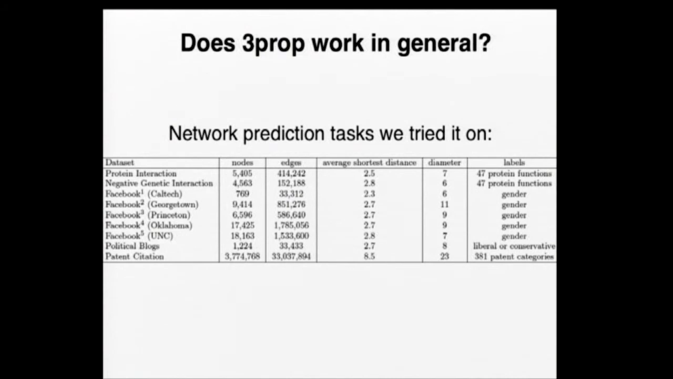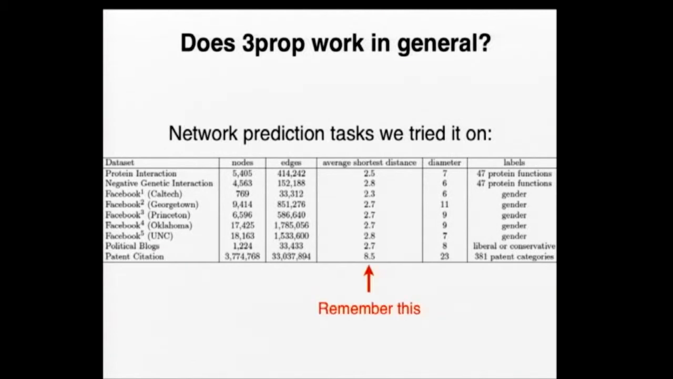Let me explain what else is in the table here. The diameter of the network is basically the longest path between any two nodes in the network. So the longest path between any two nodes in the patent network is 23 long. And this is the average shortest distance, the average length of the shortest path between any two nodes. Okay?